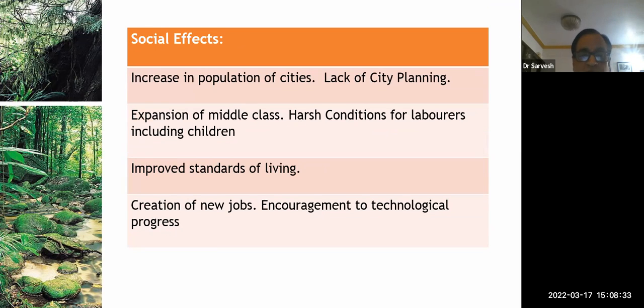It also had social effects, in terms of the requirement of cities and the expansion of the middle class. Harsh conditions also prevailed for the people in urban areas. Some people got a nice standard of living, and new jobs were created because of the expansion of industrialization, and there was encouragement to the introduction of technological aspects.